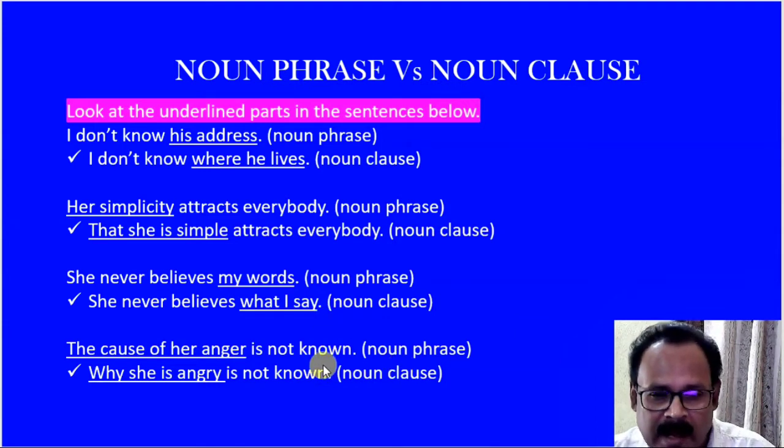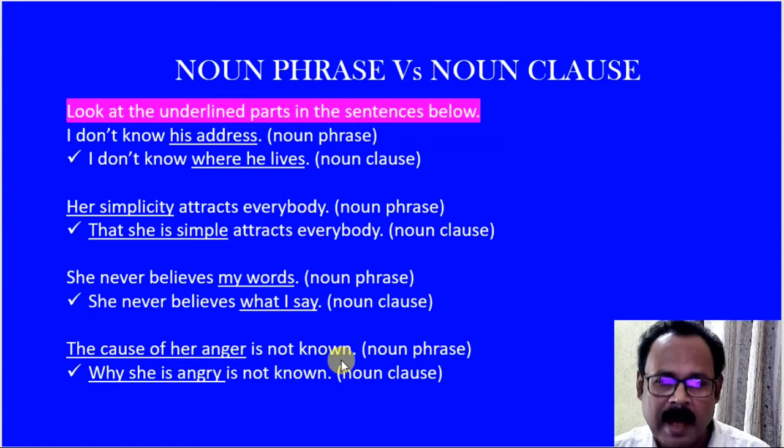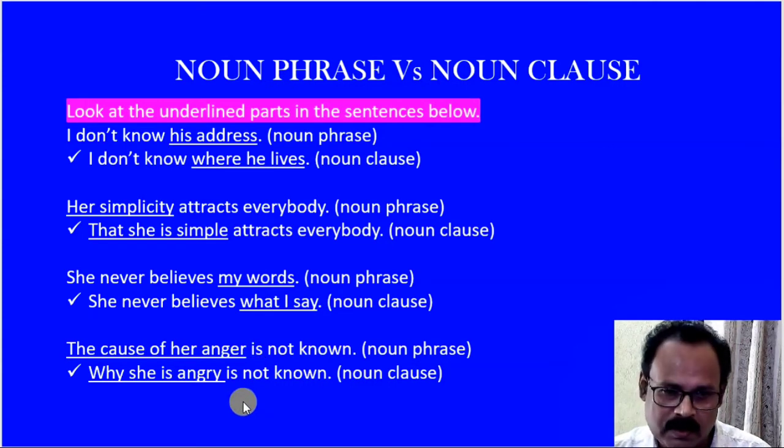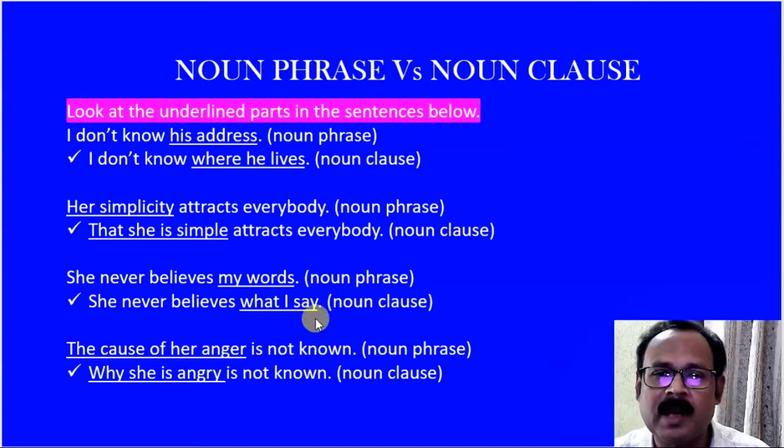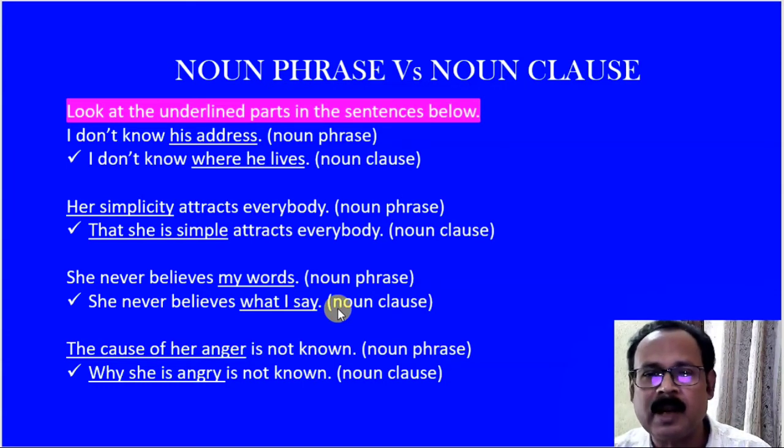The cause of her anger is not known. The cause of her anger is a noun phrase. What is not known? The answer is the cause of her anger. Why she is angry is not known. The difference between the first underlined part and the second underlined part is that the first one, the cause of her anger, is a phrase, whereas the second one, why she is angry, is a clause. So that's the difference between a noun phrase and a noun clause. So noun phrase versus noun clause.